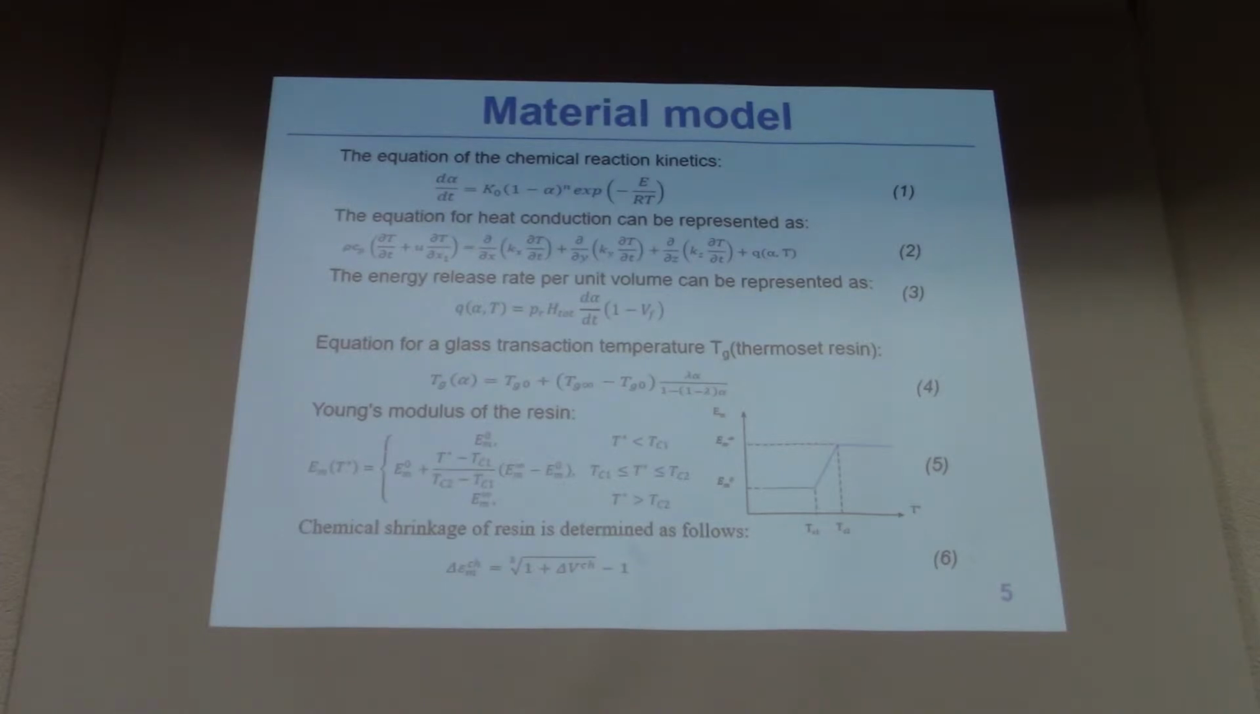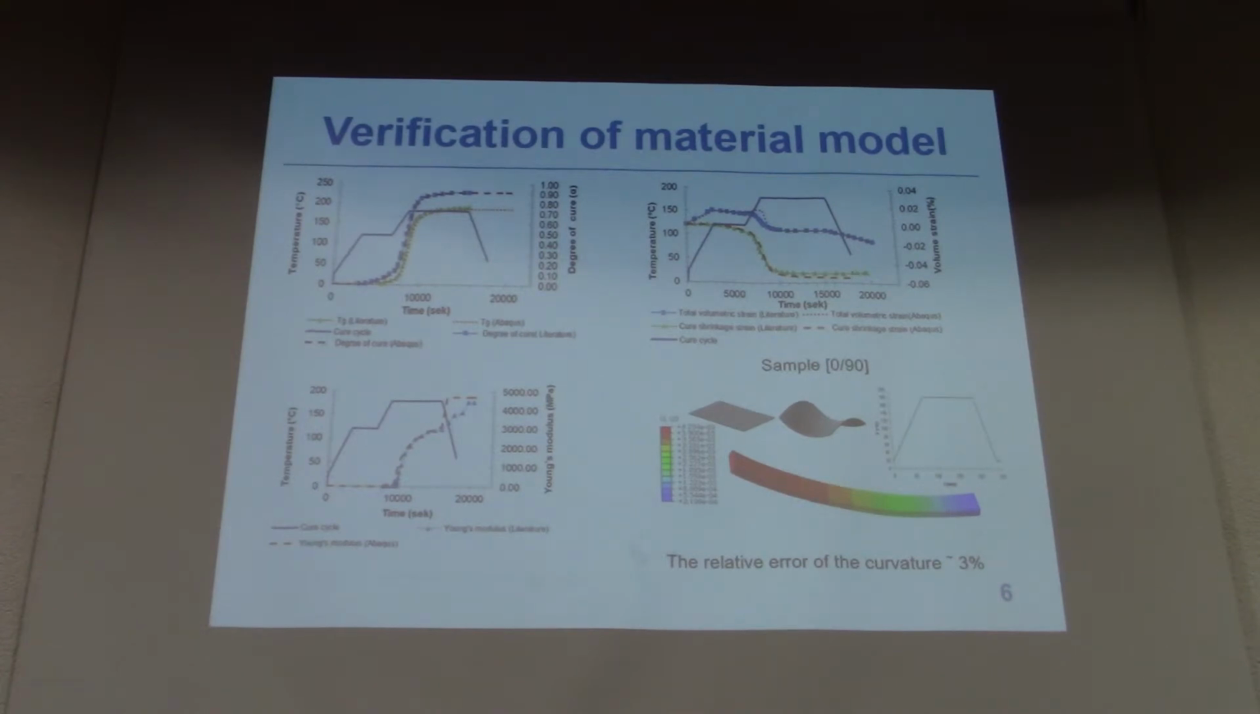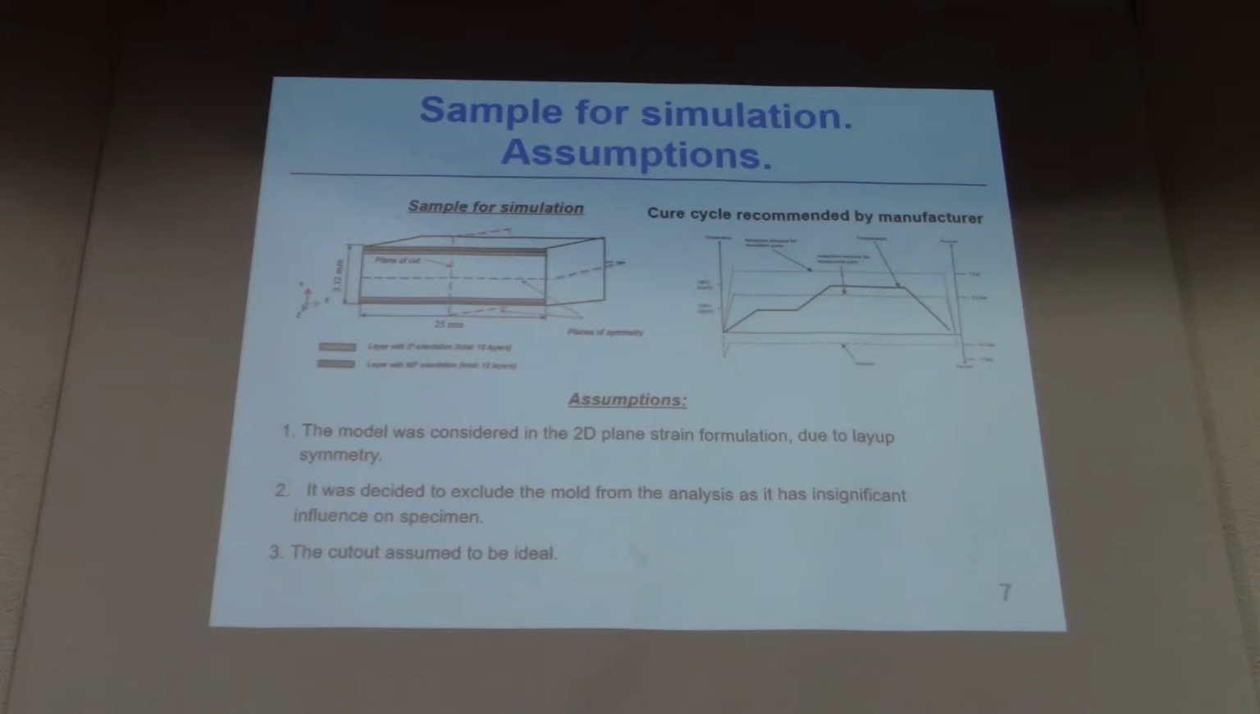This model was implemented in Abaqus by writing a user material model. It was verified on a sample with 0 and 90 layup, because for this sample the effect is more visible, as we have the most different values. So firstly we verified our model, and now let's start our investigation of the stresses near the free edge.